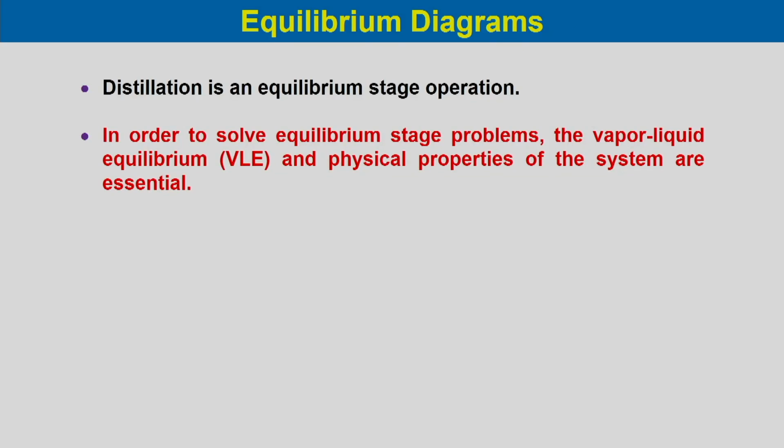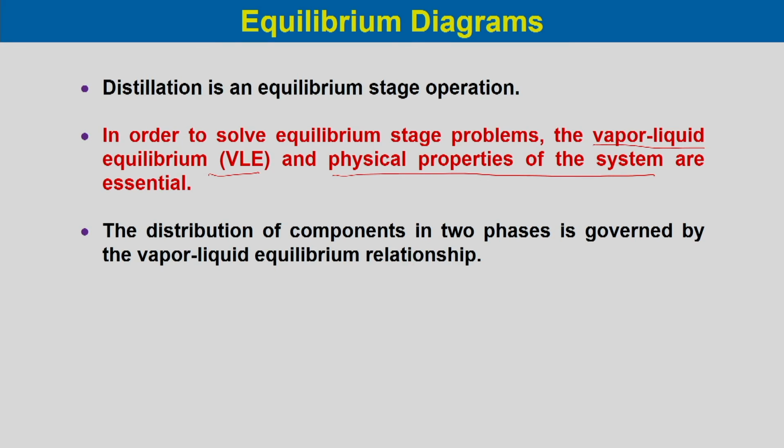So, in order to solve the equilibrium stage problems, the vapor liquid equilibria and physical properties of the systems are essential. So, one is the vapor liquid equilibrium data, VLE data, and the other is the physical properties of the system. These two things are required to solve the equilibrium stage problem.